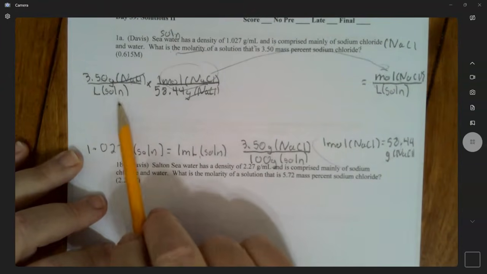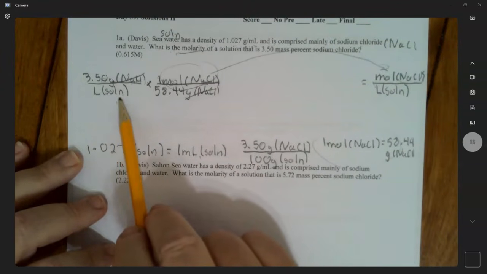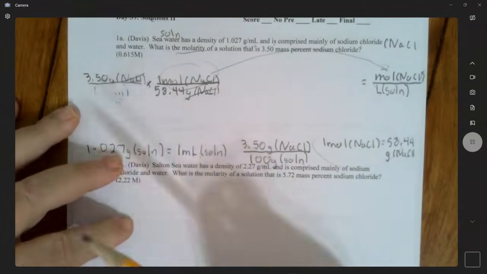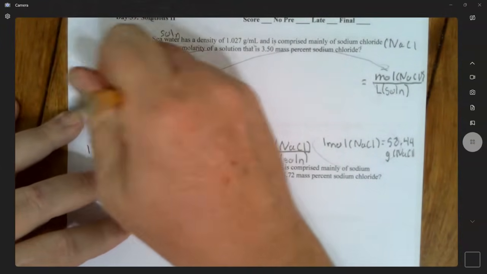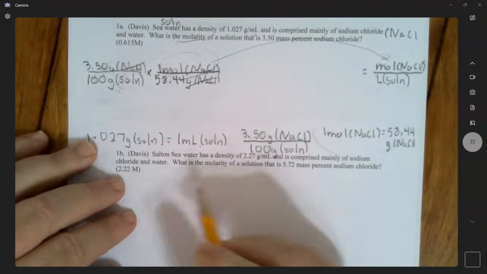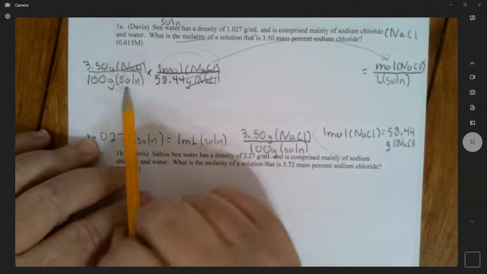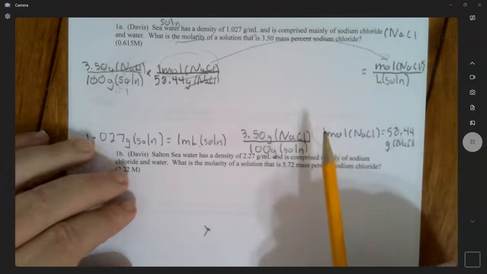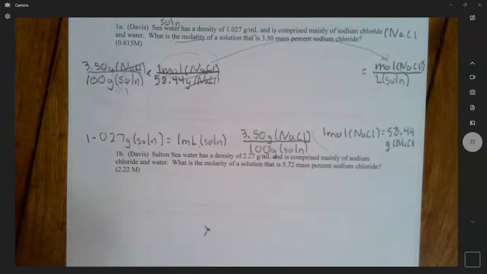Now we just need to deal with the bottom, and liters of solution, and we need to get that, whoops, I made a mistake here. I hope you caught it. It should have been what I have here, 100 grams of solution. Okay, so make that correction. Okay, so now we got it right. 100 grams of solution to liters of solution. So we got to convert from grams to liters, and so let's go ahead and do that.